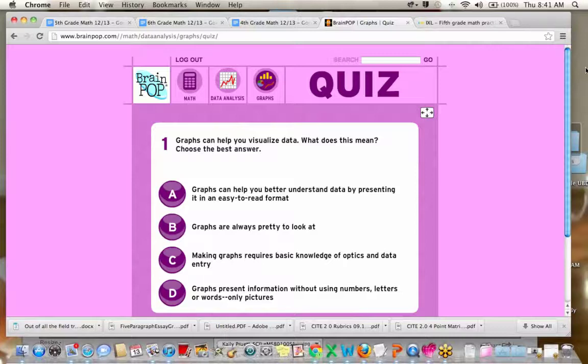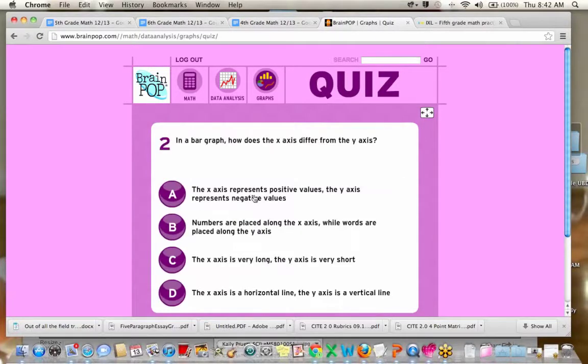Graphs can help you visualize data. Okay. Yes, this is good. I'm getting a lot of people saying it's either A or D. Those are both looking pretty good. So graphs can help you understand data by presenting it in an easy to read format, or graphs present information without using numbers, letters, or words, only pictures. That's not necessarily true. Sometimes they do use numbers. So let's see. Oh, I guess it won't tell us till the end. Okay.